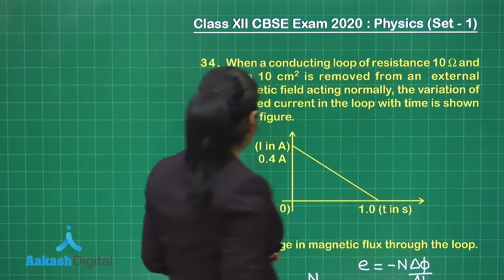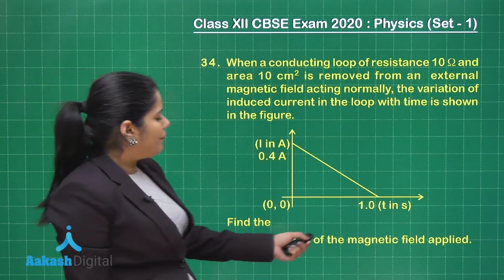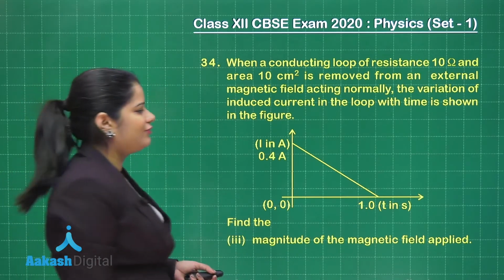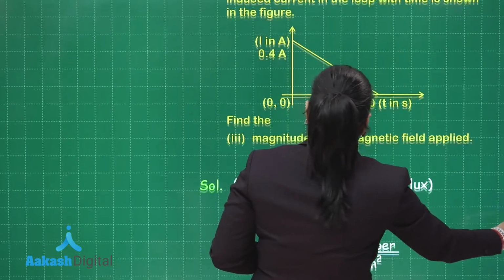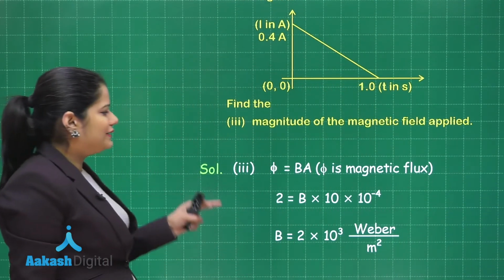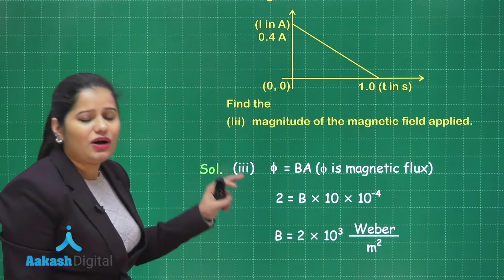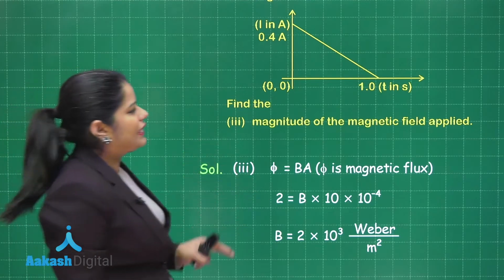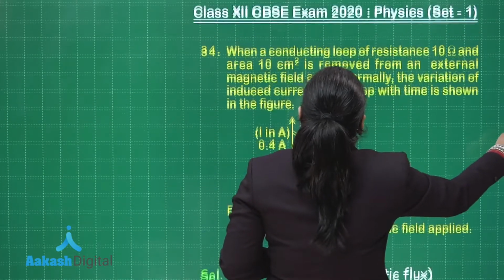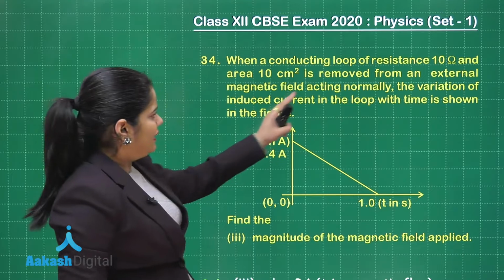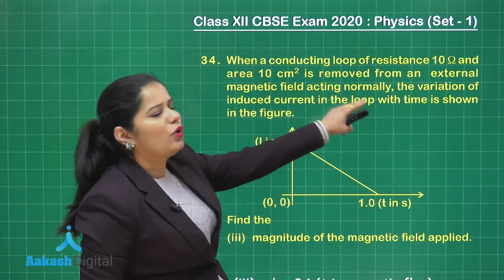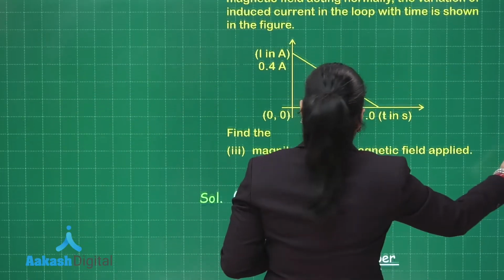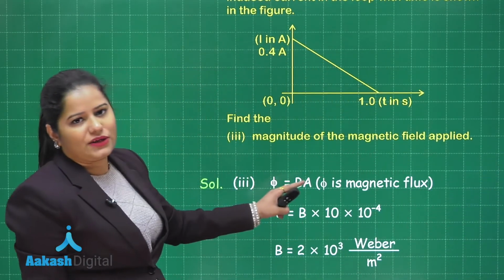Moving on to the third part. In the third part, we need to find out the magnitude of the magnetic field which is applied. See, in the second part, we have already calculated the flux. So flux will be BA cos theta. So here in this case, what is this theta? Theta is the angle between the magnetic field and the area vector of the loop. Because in the question it is mentioned that the external magnetic field is acting normally. So it means it is perpendicular to the plane of the loop, parallel to the area vector, and hence the theta will be 0. So phi will be equal to BA.